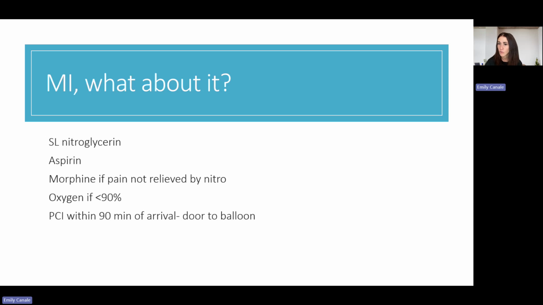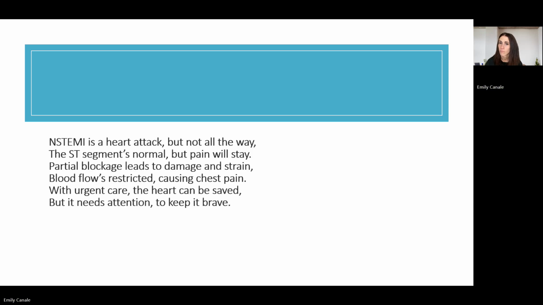So we always are thinking door to balloon. My rhyme for this: NSTEMI's a heart attack, but not all the way. The ST segment's normal, but pain will stay. Partial blockage leads to damage and strain. Blood flow's restricted, causing chest pain. With urgent care, the heart can be saved, but it needs attention to keep it brave.